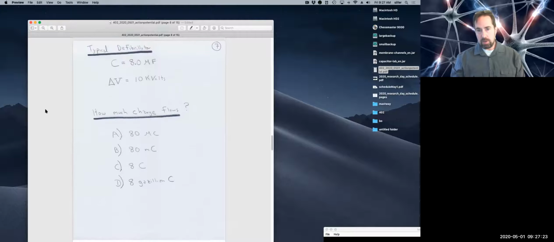8 microfarads, 10 kilovolts. How much charge actually passes through this person's chest as you're defibrillating them?